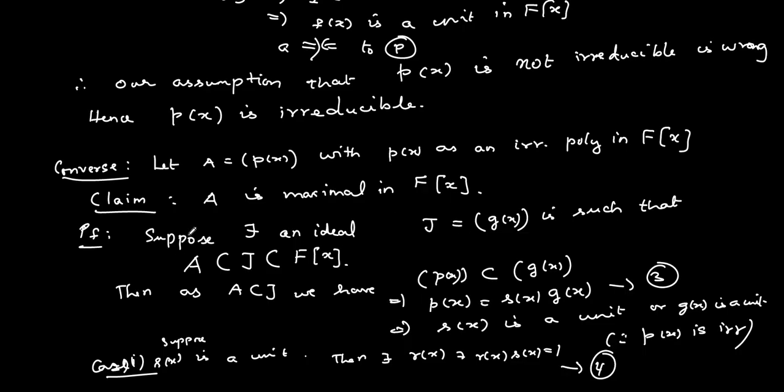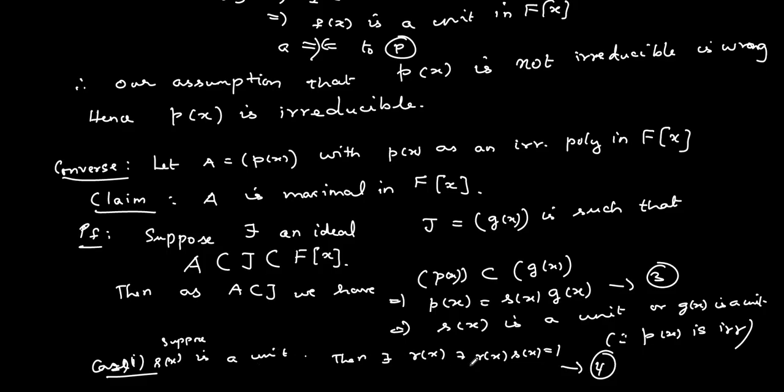So suppose there exists an ideal J which comes between A and Fx. When you have A contained in J, if we consider this part, then the ideal generated by P of x is contained in this, which means this P of x can be written as some S of x into G of x. But P of x is irreducible, therefore either S of x is a unit or G of x is a unit. So suppose we consider S of x to be a unit.